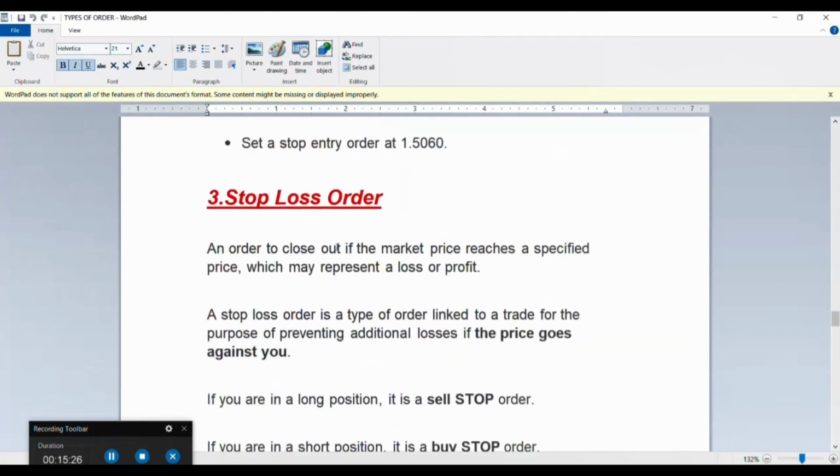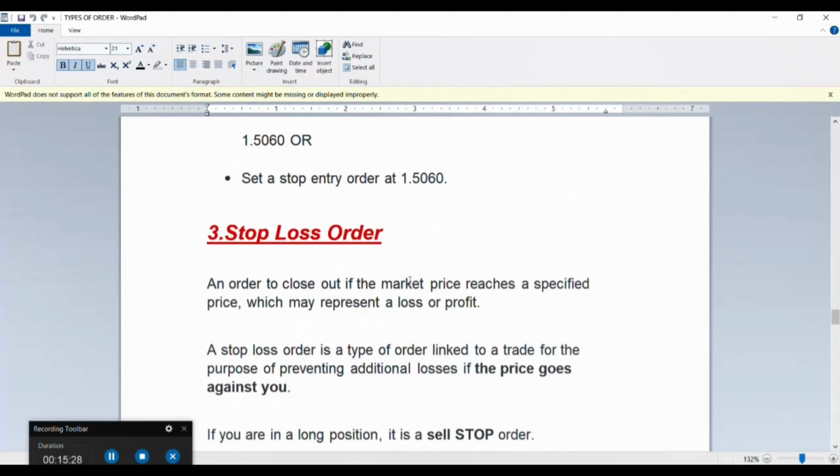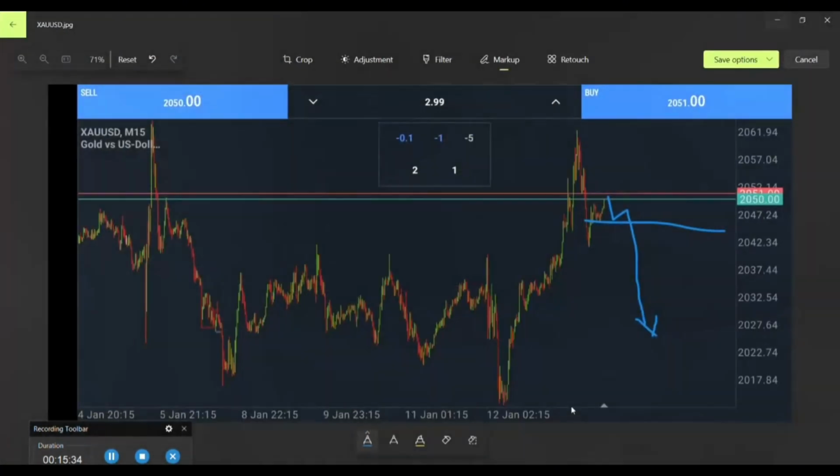A stop loss order. A stop loss order is simply an order you place if you believe that price is going to get to a certain level and you are going to be wrong. You set a sell stop order. Let me show you something.